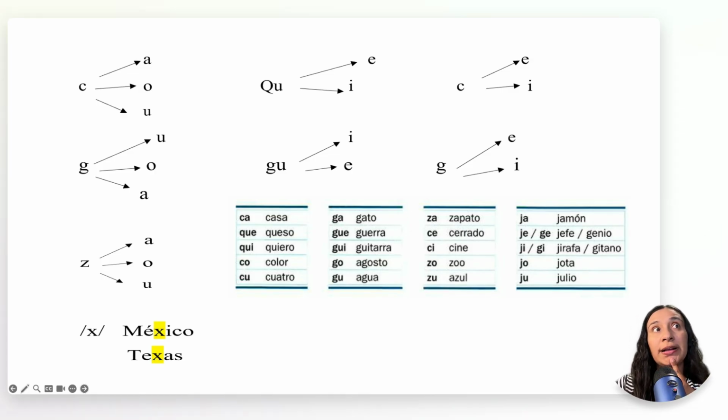Okay, so with the Z, la Z, we are gonna have the Z and the A, sa, the Z and the O, so, and the Z and the U, su.